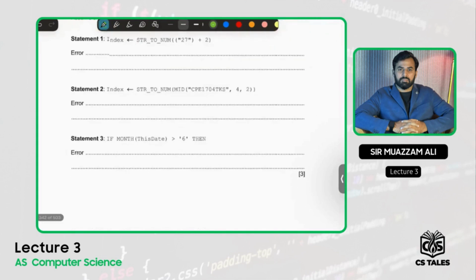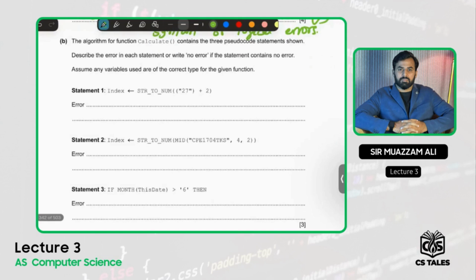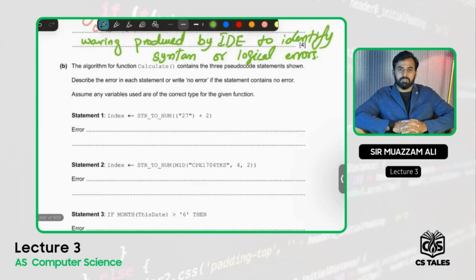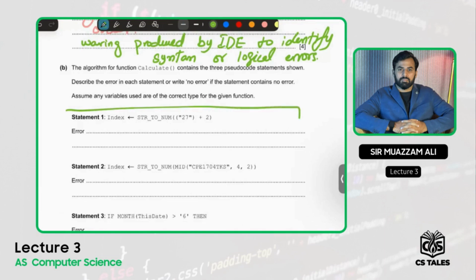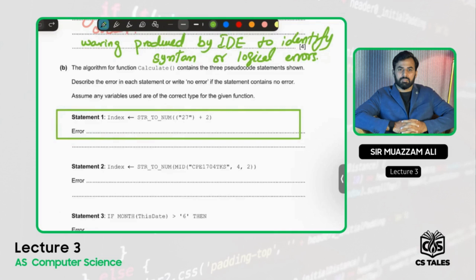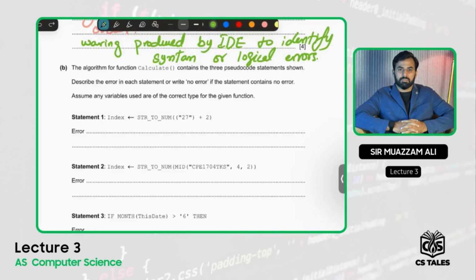Again, he's asking about the errors and the statements and all that. So we need to look carefully at how he's asking. So the statement is index str to num 27 plus 2. What is the error? Number one, 27 is a string in double quotation. So this is a string that you're using, and 2 is a number. So you cannot perform arithmetic on a string and a number together. You should have a number.